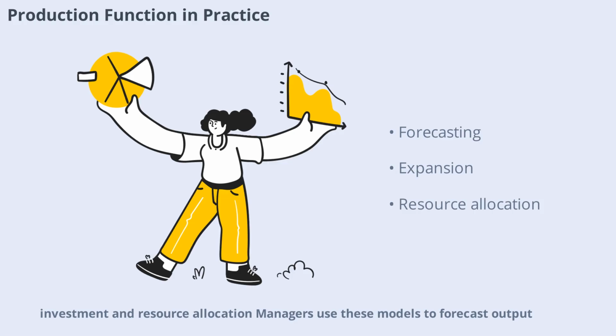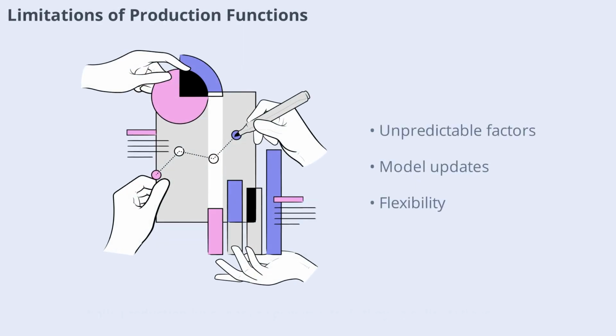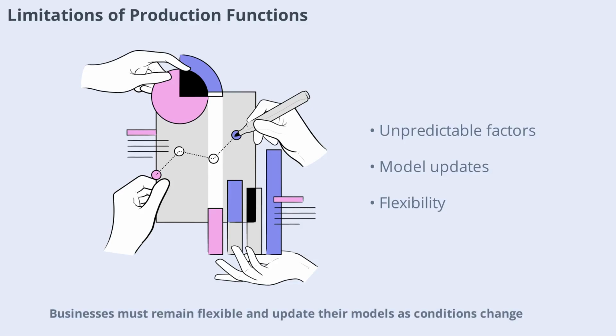Managers use these models to forecast output, plan expansions, and respond to market changes, ensuring the company remains efficient and profitable. While production functions are powerful tools, they have limitations. Real-world conditions like unpredictable demand, supply chain issues, or labor shortages can affect outcomes. Businesses must remain flexible and update their models as conditions change.